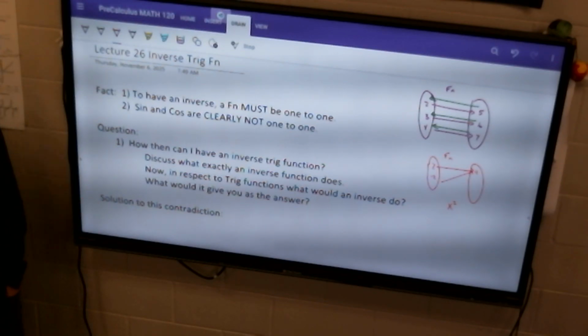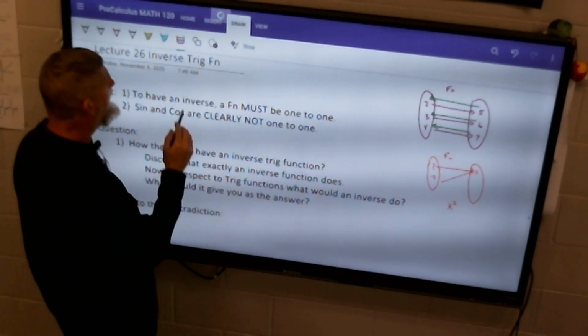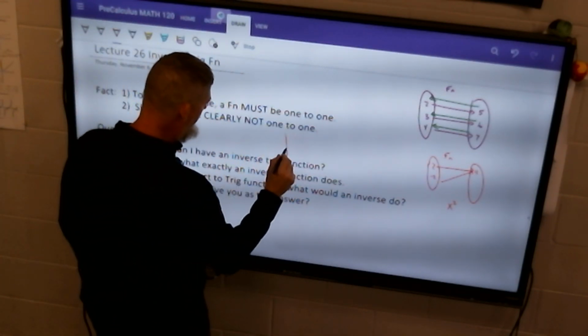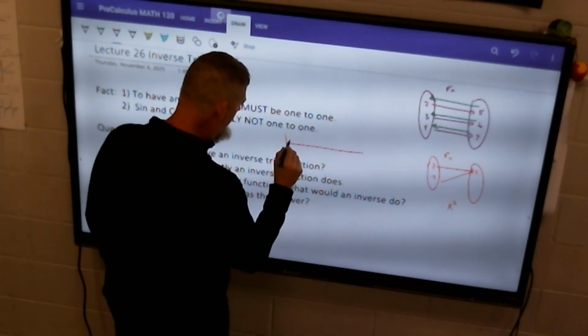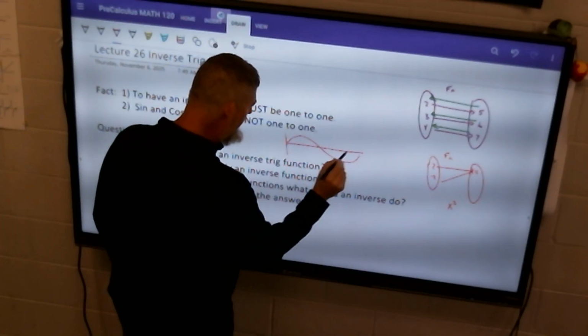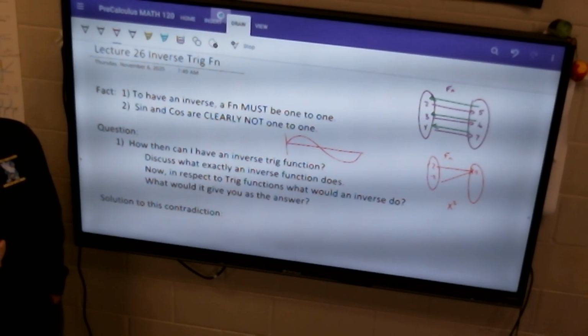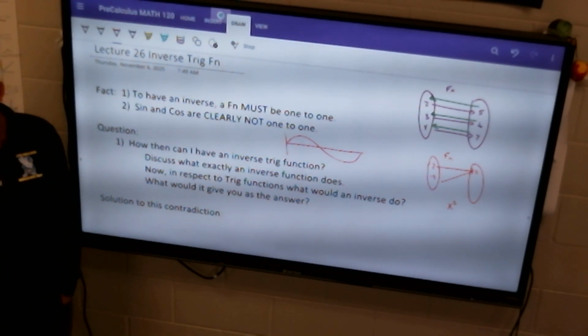Now, sine and cosine are clearly not one-to-one. How do we know that? How do we know that sine and cosine are not one-to-one? They go over the same y value. Absolutely. Look at you in a circle.